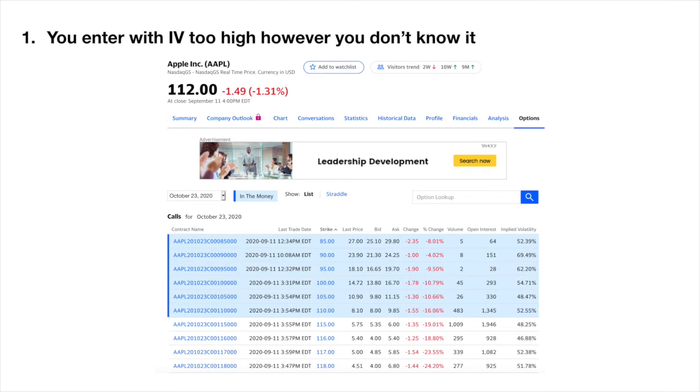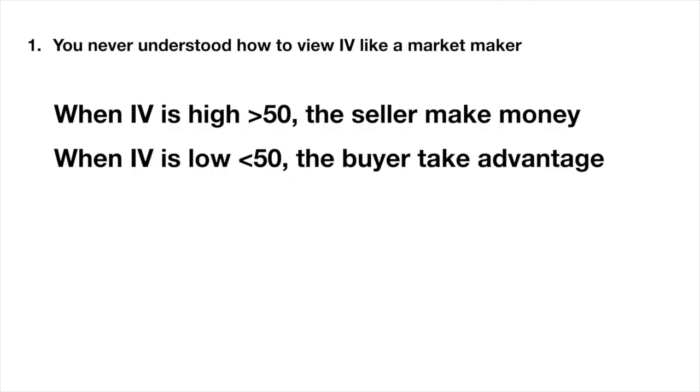So, one, you never understood how to view implied volatility like a market maker. So this will be going back to the market makers. Understand, the market makers are not your friend. They create markets so they can make money. You have to learn how to make money in their market. The way you learn how to make money in their market is you have to understand how they think. Their job is to leave you holding the bag. That's their job. That's how they make money.